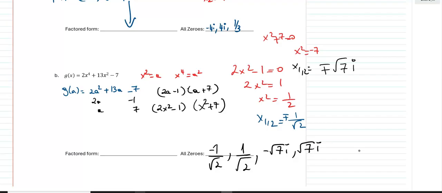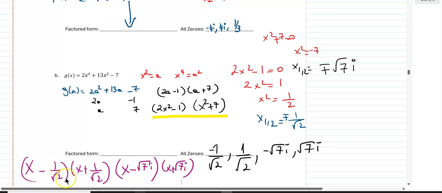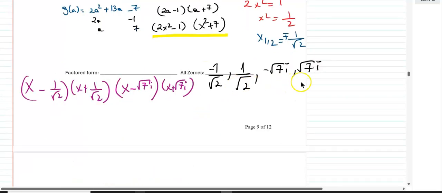Now the factored form, this is not actually factored form because it's not in linear forms. Linear forms means that we shouldn't be seeing any x squared, everything should be written in x. So that will be x minus 1 over square root of 2, x plus 1 over square root of 2, x minus square root of 7i, x plus square root of 7i. So in linear and complex roots and with all the zeros.